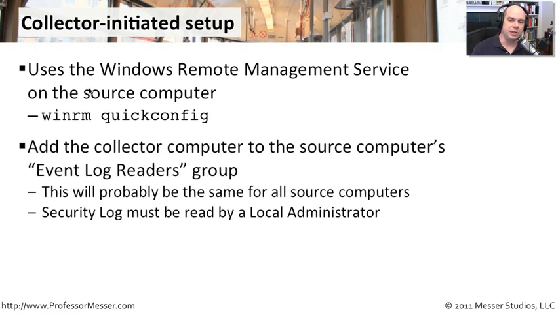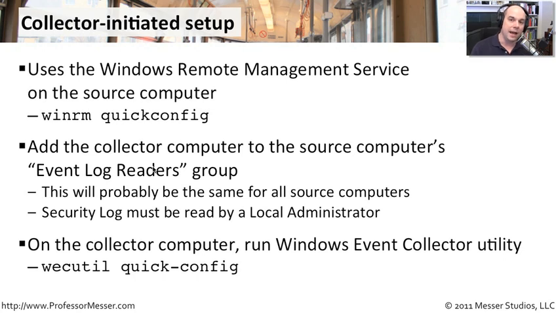Now we need to go into the security on that source computer and make sure the collector has rights to read the event log on that machine. There is a group that is already on your Windows 7 machine called the Event Log Readers group. What you'll want to do is add the computer that is the collector into this particular group. Now that machine is going to be able to communicate and read those event logs. It's probably going to be the same machine being added to that Event Log Readers group, no matter what the source happens to be. The security log, of course, can only be read by someone who is a local administrator, so you may have to load very specific rights and permissions to allow access to that security log.